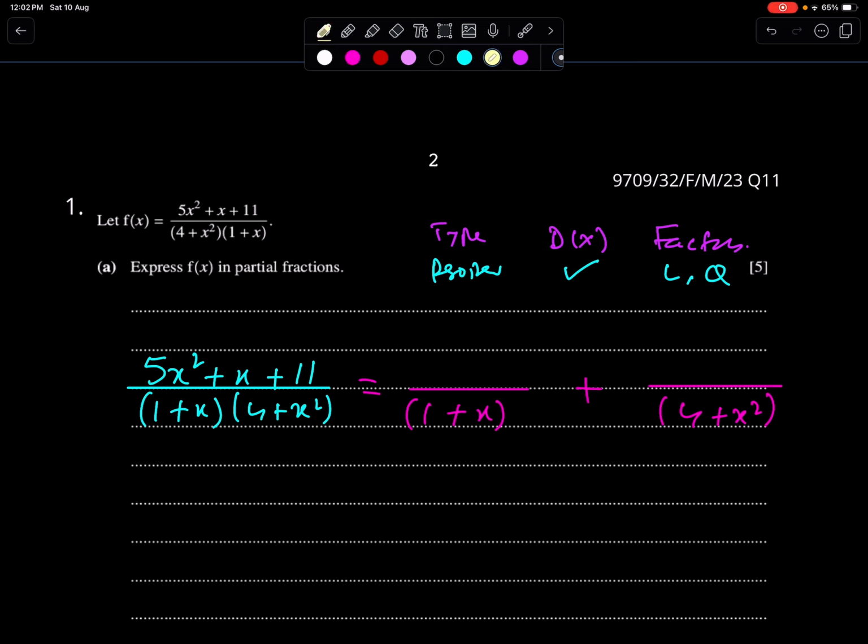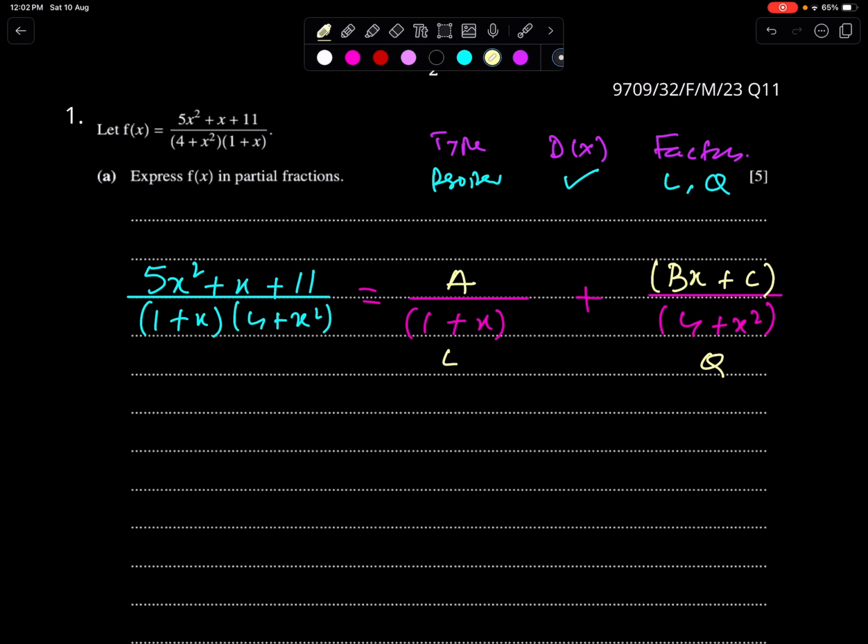Since this factor is linear, we need to write a constant here. This factor is quadratic, so we need to write a linear factor here. Now we need values of x for substitution. From this factor we are getting x = -1. See, quadratic factor, this factor cannot be factorized. So we cannot get any value of x from this factor. So we have to suppose x = 0. And we need one extra value of x for the last constant. So we can suppose any value of x except these two. So we can suppose 1. Always suppose that value which will make calculation simple.